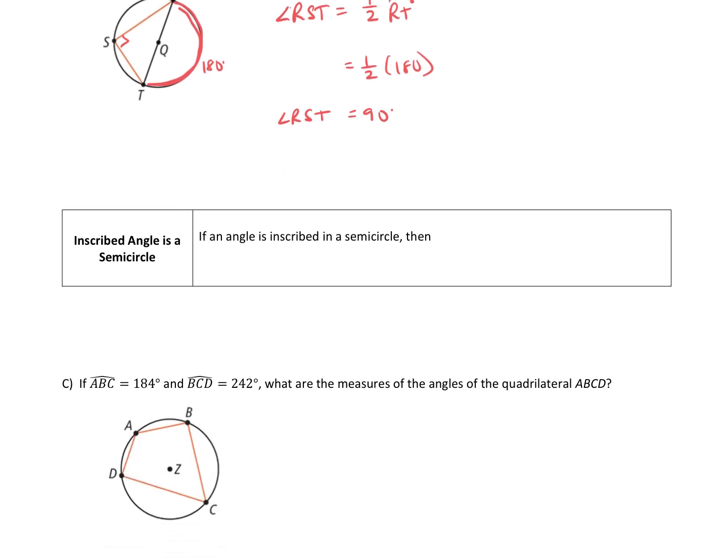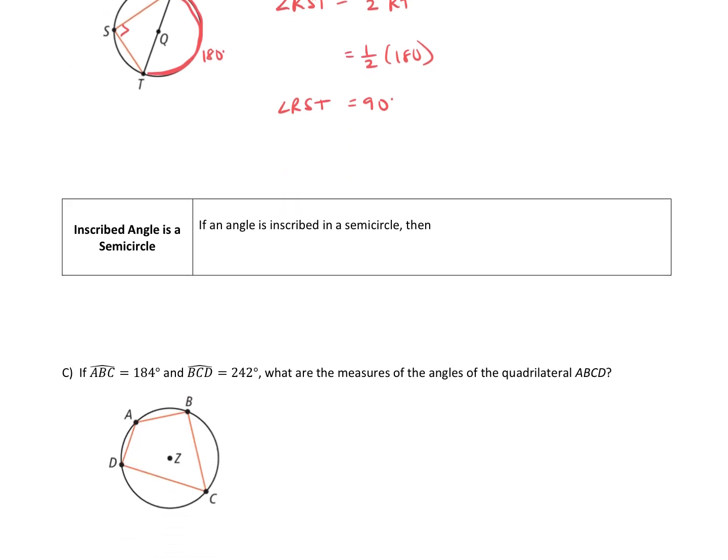All right, so the theorem we get from that: inscribed angle, I'm going to change that to in a semicircle. If an angle is inscribed in a semicircle, then it is a right angle.